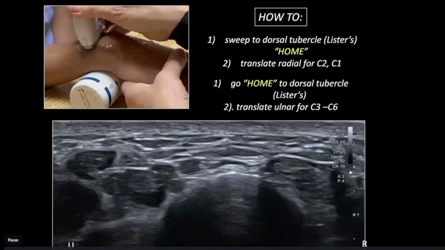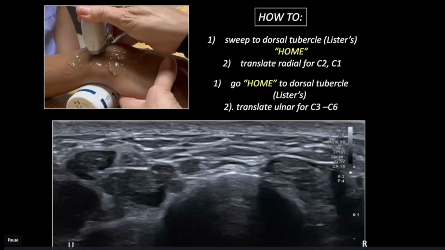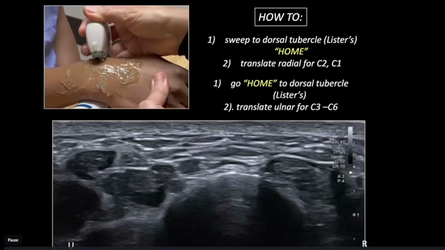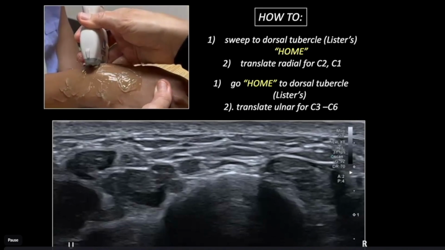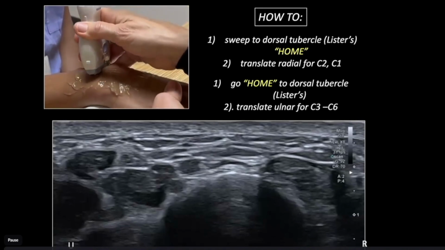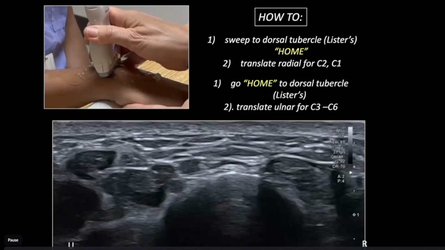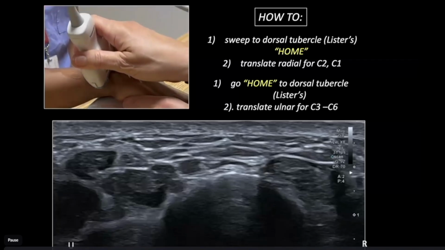So how to find the compartments? You're going to sweep to the Lister's tubercle, the dorsal tubercle, which you're going to call home. You're going to translate radial to compartment 2, and then compartment 1, depending on what you're trying to look at. You go back home to the dorsal tubercle, find it, and then translate ulnar to compartment 3, 4, 5, and then all the way ulnar to 6.